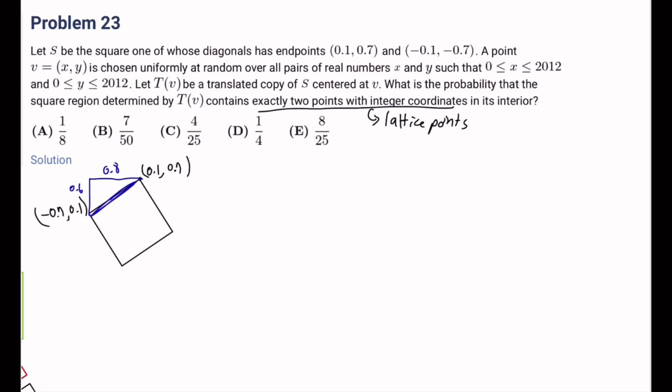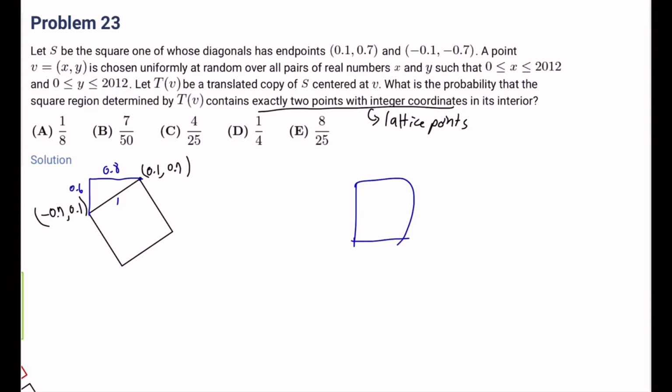That means this length is 1. That means this is just a unit square that's turned around. And so now we just want to deal with one grid of the unit square, because the probability for the whole 2012 by 2012 region can be broken down, and we can look at only one unit square of this massive thing, because the probability for one unit square is going to be equal to the probability for the whole thing.